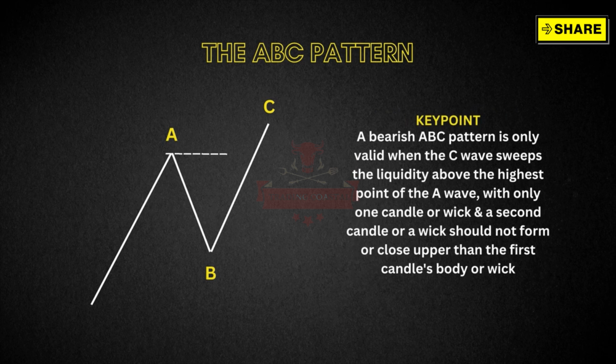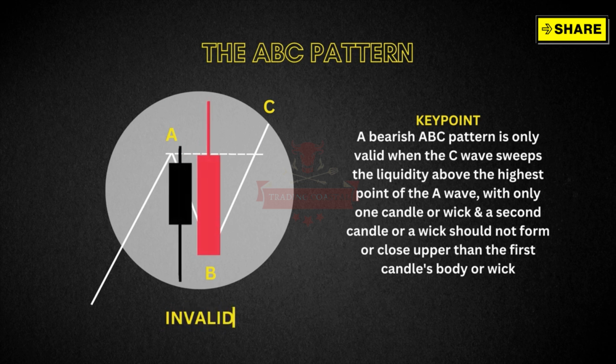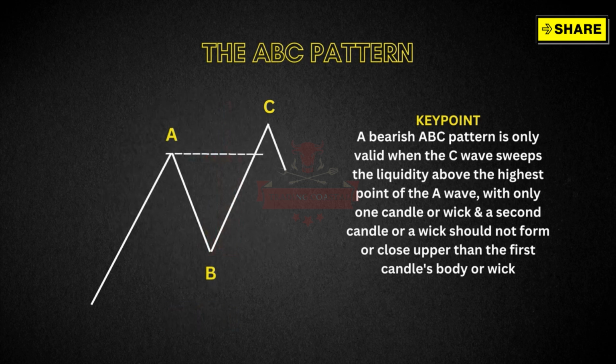The key point is that a bearish ABC pattern is only valid when the C wave sweeps the liquidity above the highest point of the A wave, with only one candle or wick, and the second candle or wick should not form or close higher than the first candle's body or wick. We want to see the price immediately change direction to the opposite side, and get back into the range below the high, after sweeping the liquidity.